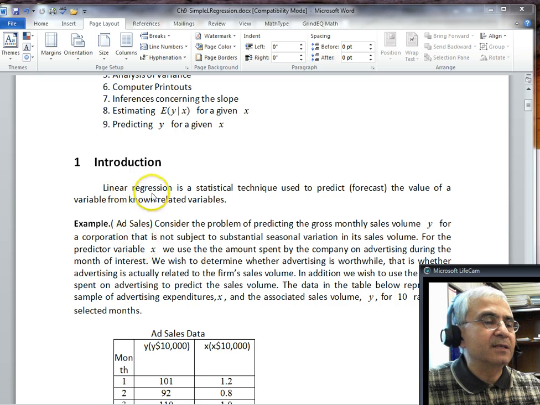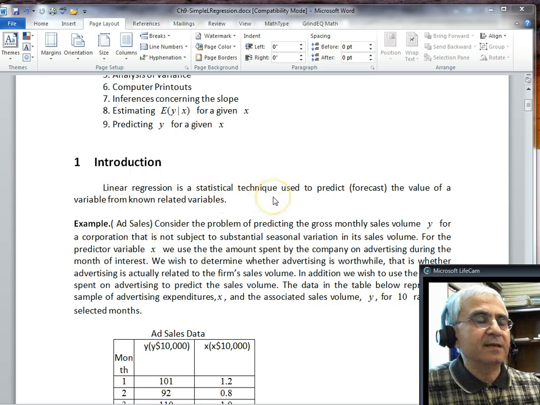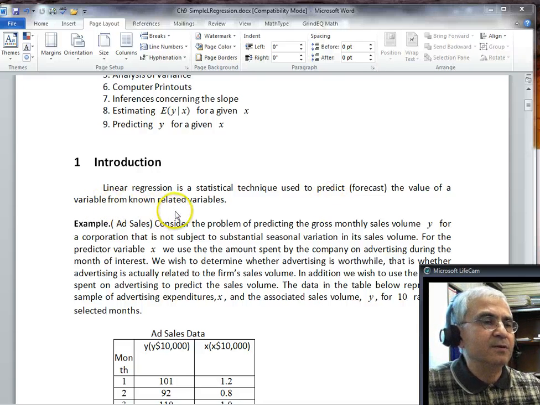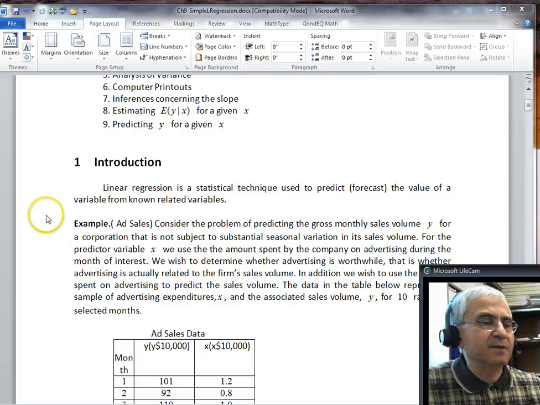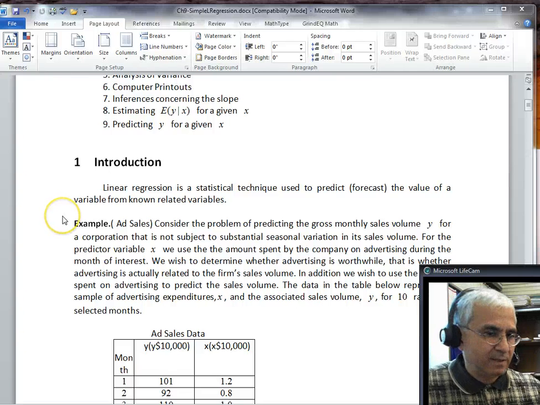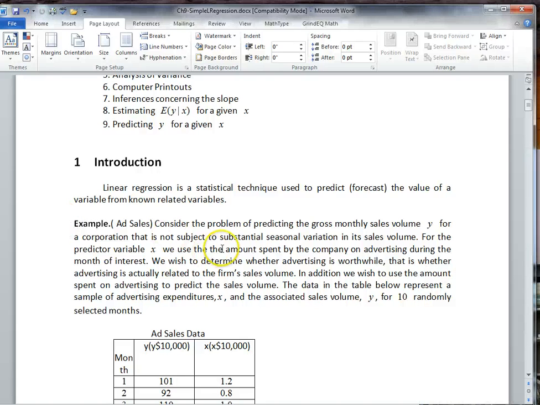Linear regression, by definition, is a statistical technique used to predict or forecast the value of a variable from known related variables. Okay, so let's go over this example here, to see if that helps with illustrating the idea. So we have a problem. We want to predict monthly sales Y for a company where there's not much seasonal variation, so we're not going to be worried about seasonality.